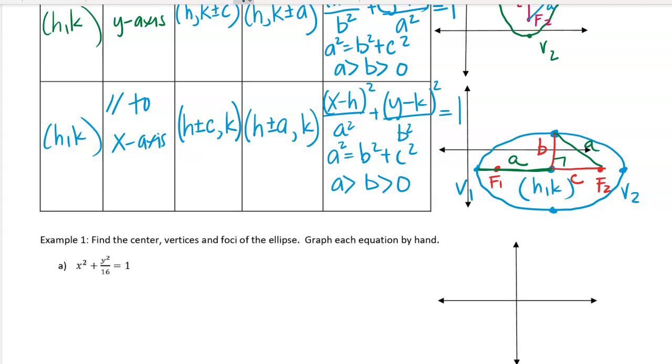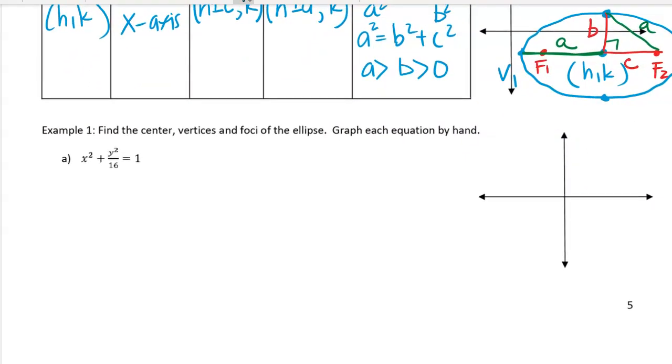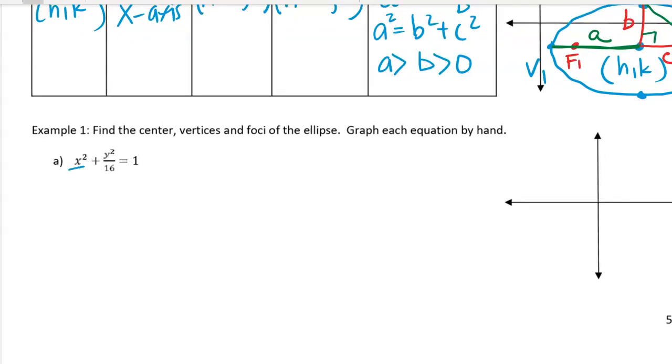Example 1. Verl, can you help us read the instruction? Find the center, vertices, and foci of the ellipse. Graph each equation by hand. Good. All of these would be done by hand. x squared plus y squared over 16 equals 1. How come x squared doesn't have a denominator? Because it's 1. Yes, you can write 1. You don't have to. Doesn't bother me. First is to find the center. So what is it? 0, 0. Yep, plot it because we have to graph it by hand anyway.